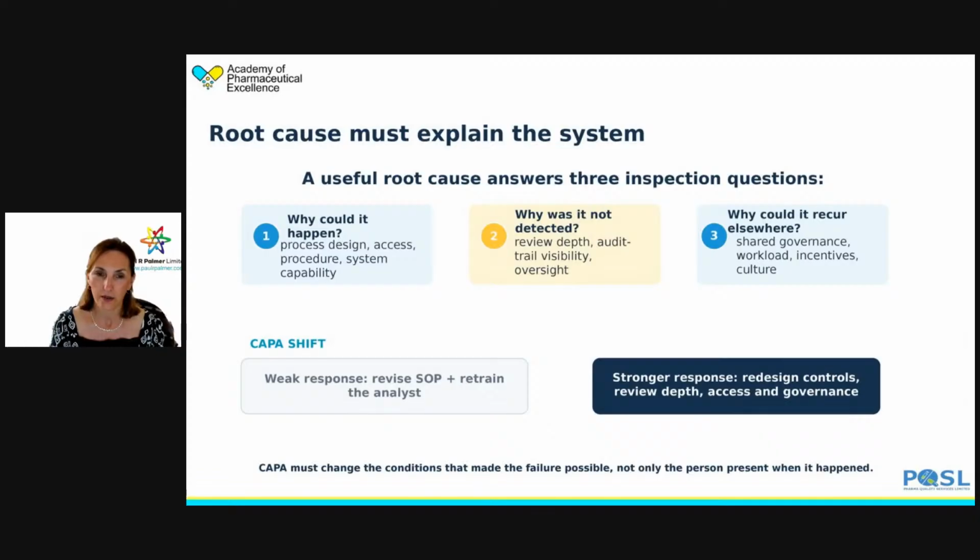This has been a real focus in the last year or so: the effectiveness checks of CAPA. The aim is to change the conditions that made the failure possible. That is the aim of your CAPA, isn't it? Not only the behavior of the person who happened to be present at that particular time. This system view is becoming more and more important as GMP data move into cloud services, connected systems, and AI-supported workflows.